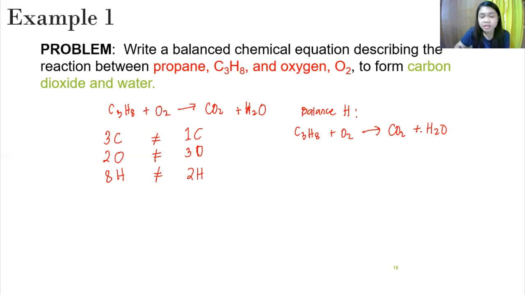So how many? What do you think? How many hydrogen? What proper stoichiometric coefficient should I put in order to balance the hydrogen atoms?